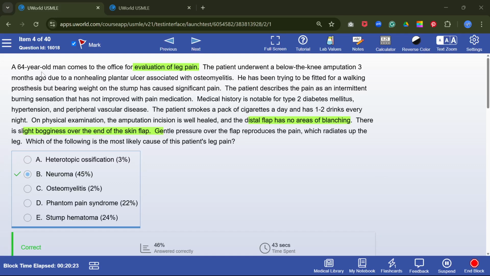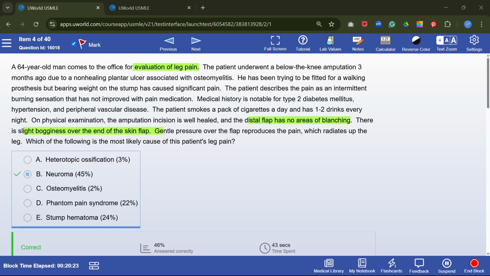Okay, we are looking at this question. A 64-year-old man comes to the office for evaluation of leg pain. The patient underwent below knee amputation 3 months ago. He has been trying to be fitted for a walking prosthesis, but bearing weight on the stump has caused significant pain. The patient describes the pain as an intermittent burning sensation that has improved with pain medication. So when he tries to wear the prosthesis, he starts feeling pain.